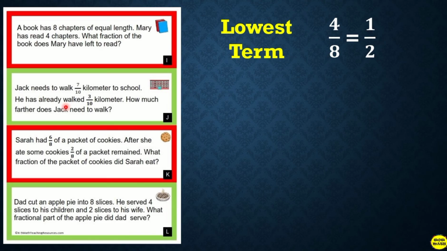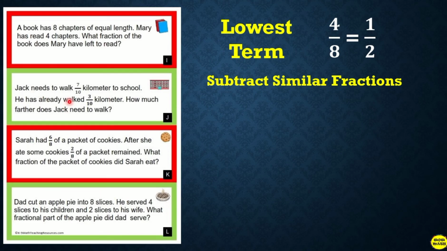So, anong gagawin natin? So, unang iintindihin ng problem. So, we will subtract. Okay? So, this is actually subtracting similar fractions. Why similar? Unang-una mong nakita yung denominator, pareho silang 10. So, alam agad natin na similar fractions. So, paano natin malalaman kung ilan pa ang dapat lakarin ni Jack? So, i-minus natin yung kabuuan na 7/10 doon sa nalakad niya na. So, which is 3/10. So, 7 minus 3, that is 4.